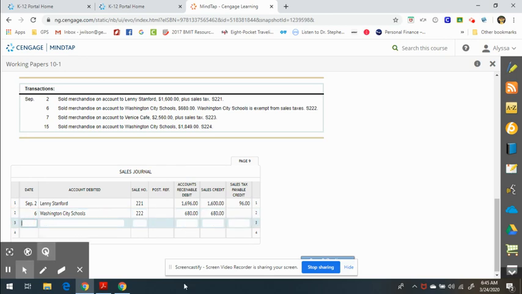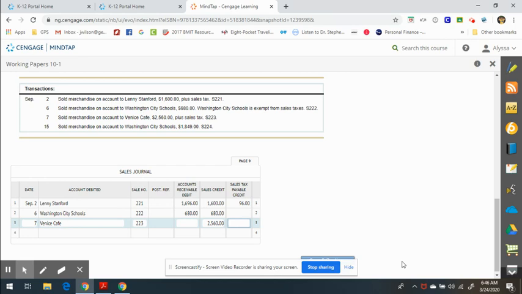All right. On the 7th, sold merchandise on account to Venice Cafe, $2,560 plus sales tax. Sales invoice 223. So we start with the date. And the account title is Venice Cafe. Sales invoice number 223. Notice they go in sequence. And the amount of the sale is $2,560. Venice Cafe is not a school. It's not a nonprofit. So we have to add sales tax.